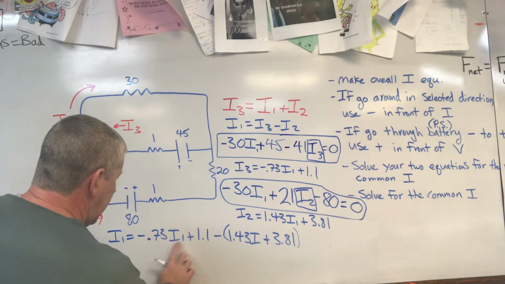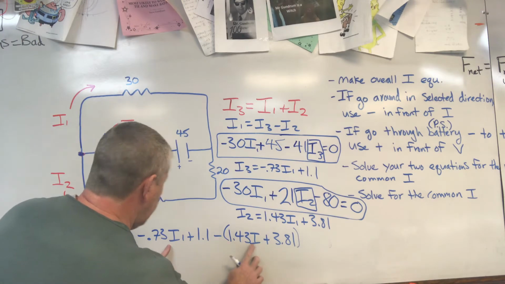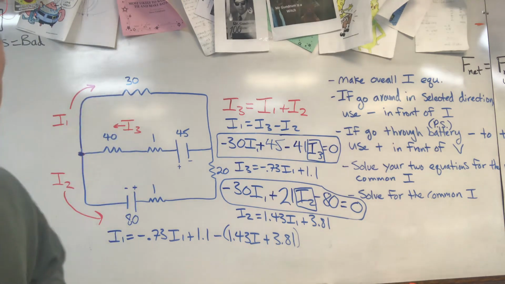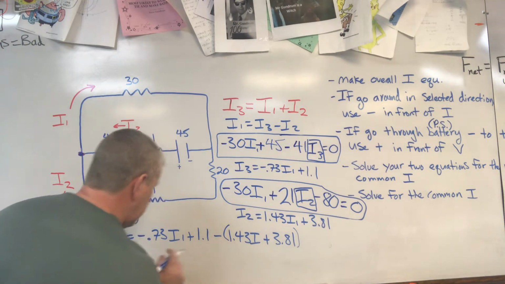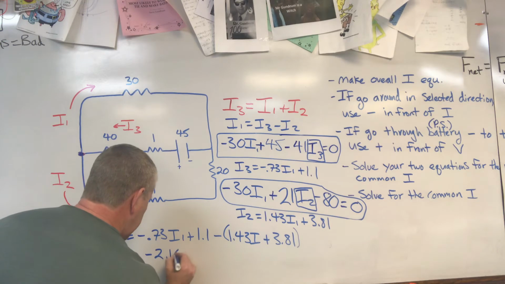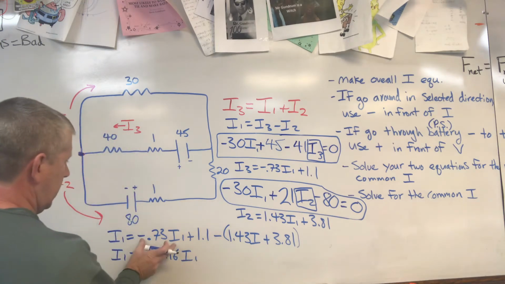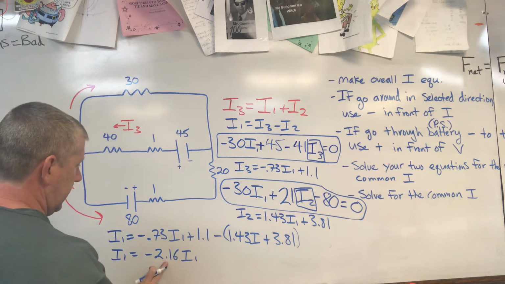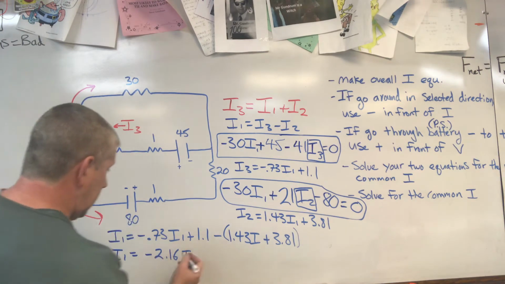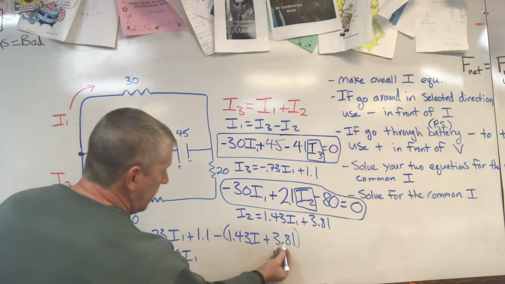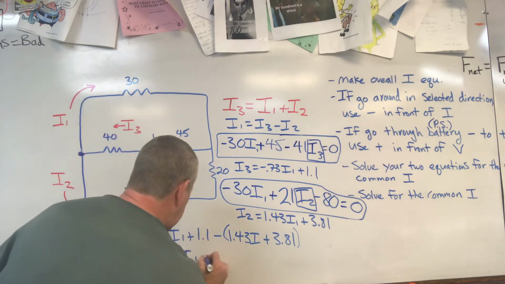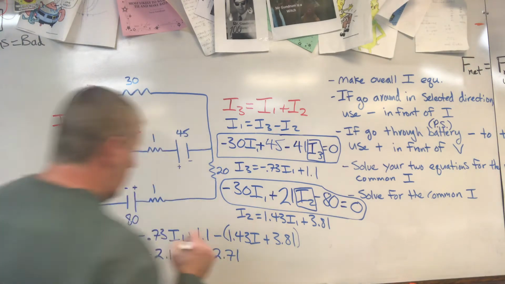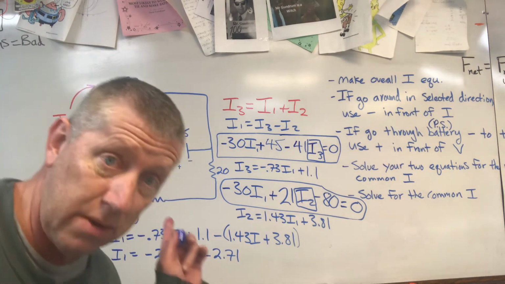Negative 0.73 I1 minus 1.43 I1. Oh man, my brain hurts. Okay, I got this. If I add these two like terms, I get negative 2.16 I1. All right, 1.1, remember, that minus applies to this. So minus 3.81. 1.1 minus 3.81, that one I can do easily. Negative 2.71, right? You should check my math on this. Trust me, you should check it. But I think that's right.